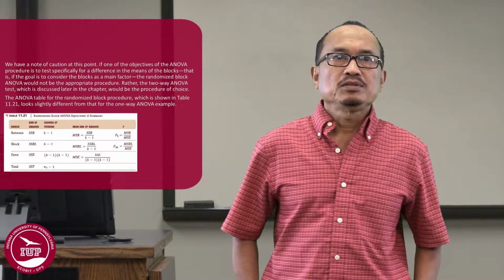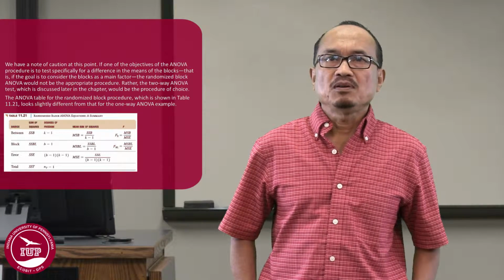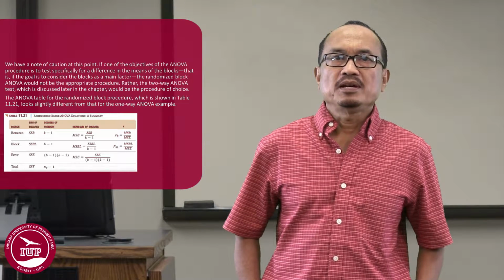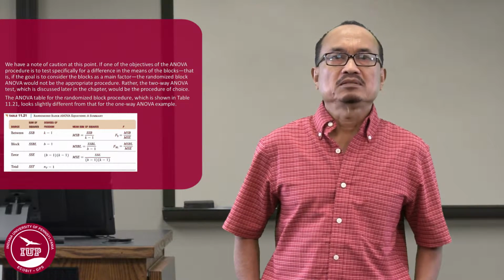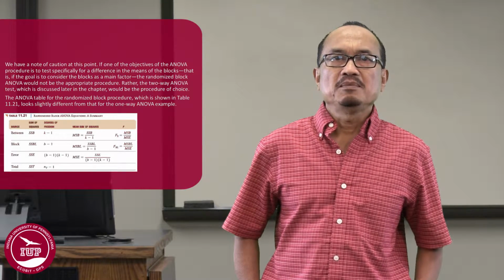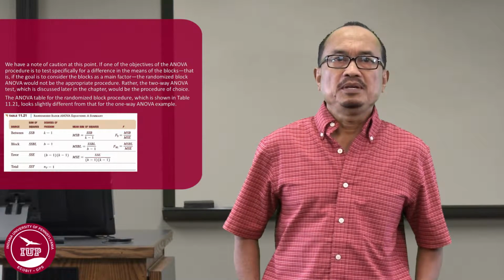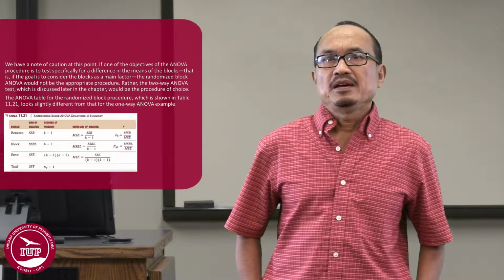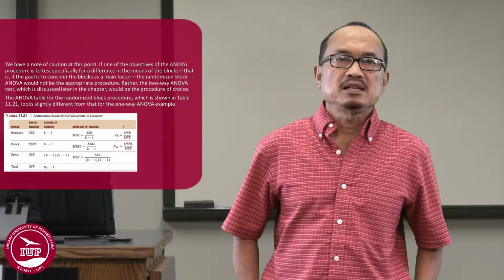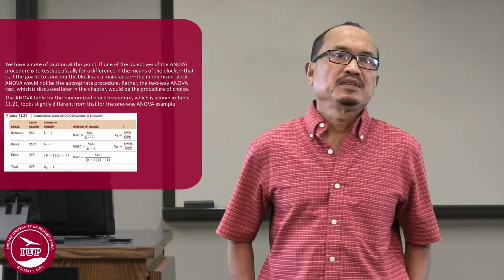We have a note of caution at this point. If one of the objectives of the ANOVA procedure is to test specifically for a difference in the mean of the block, that is, if the goal is to consider the block as a main factor, the randomized block ANOVA would not be the appropriate procedure. Rather, the two-way ANOVA test, which is discussed later in the chapter, would be the procedure of choice.